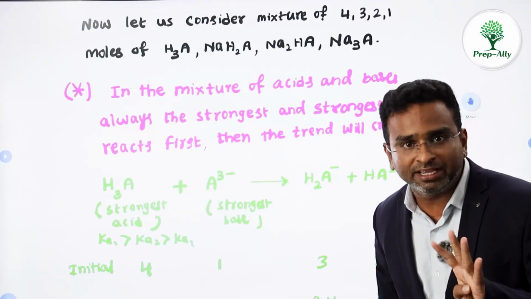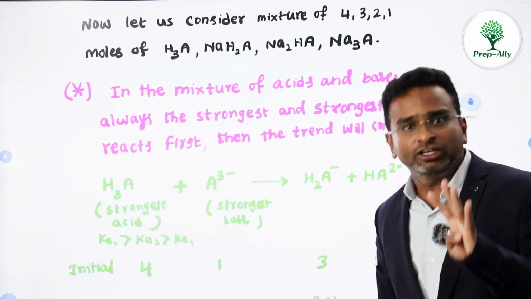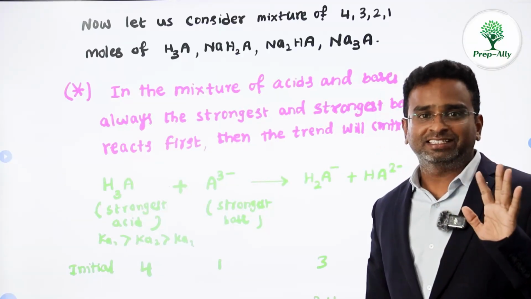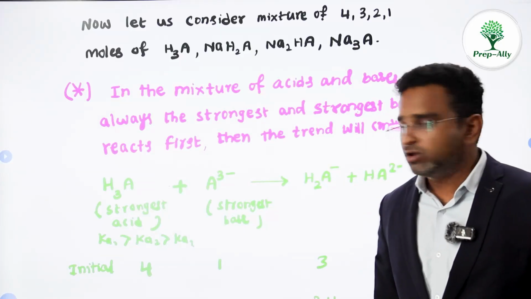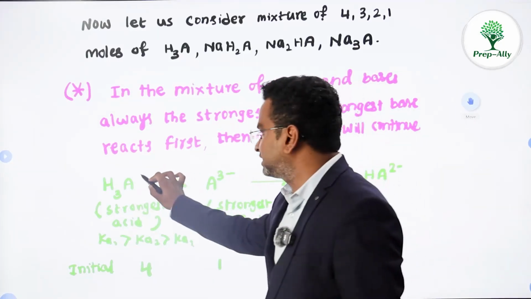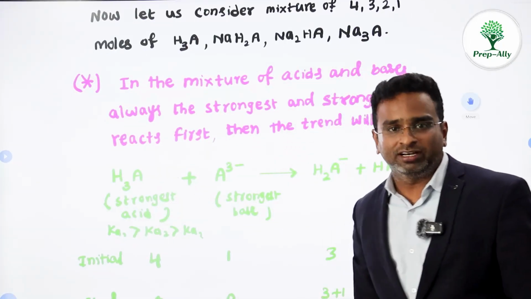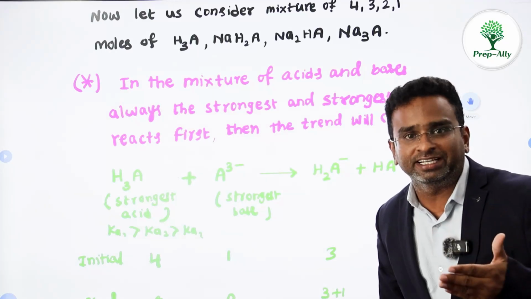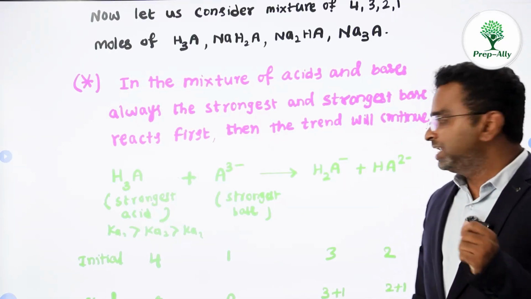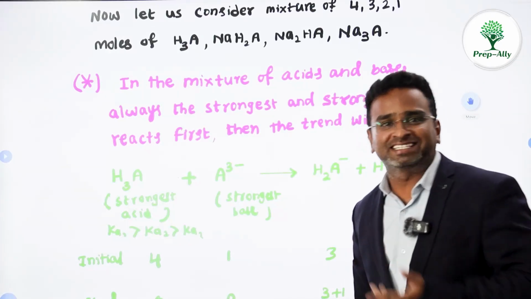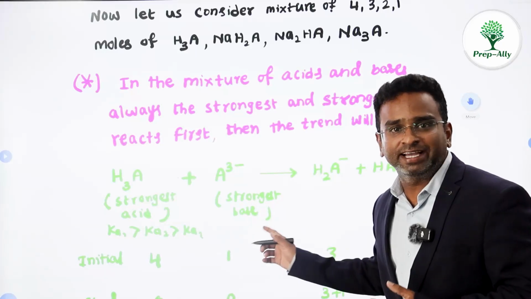So now, let us identify which is the strongest acid in the given mixture. There are 4 species given: H3A, H2A minus, HA2 minus, A3 minus. Leave those sodium plus ions as spectator ions. Now the strongest acid is H3A, because its Ka1, the acid dissociation constant, is 10 power minus 4, which is the highest, right? Then let us identify the strongest base.